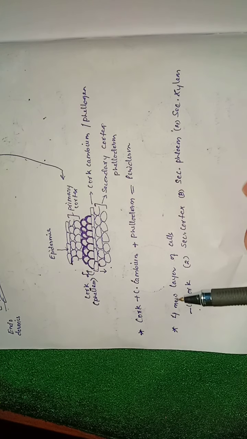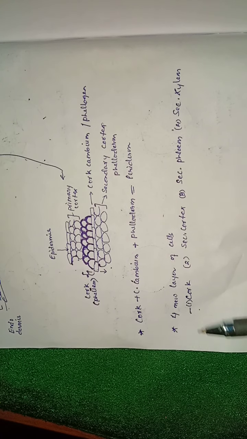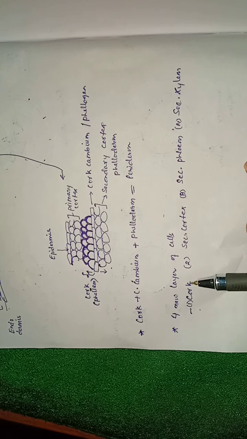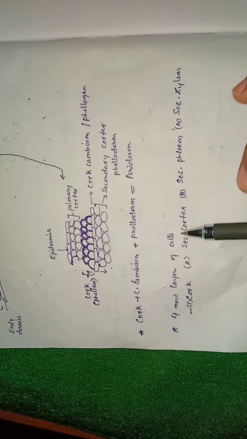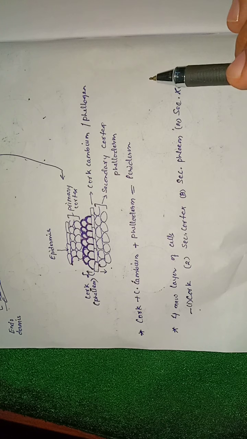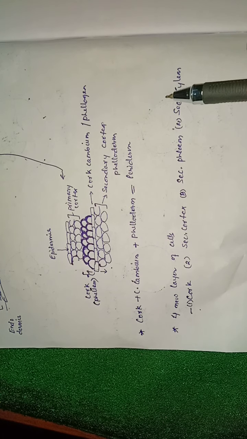After the complete secondary growth, four new tissues develop in the plant body. There are the cork and the secondary cortex, which are found in the cortical region, and the secondary phloem and the secondary xylem in the vascular region. So this is all about secondary growth.